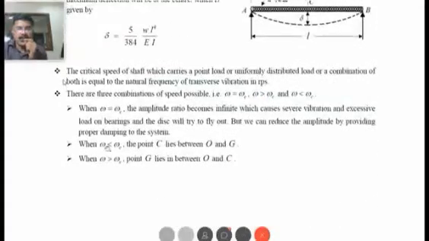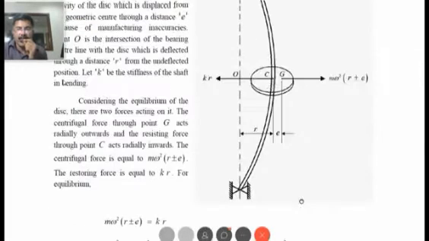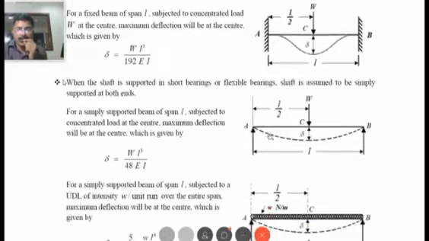Now, when omega is less than omega c, subcritical speed, when the shaft is rotating at subcritical speed, the point C lies between O and G. That is, plus R comes. Plus R. In the equation, you have to put plus.